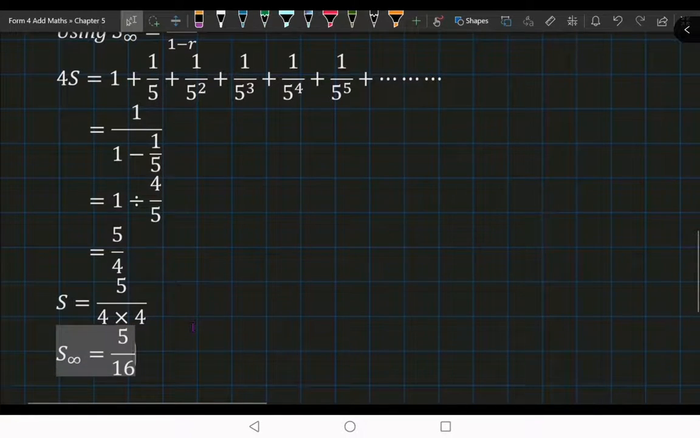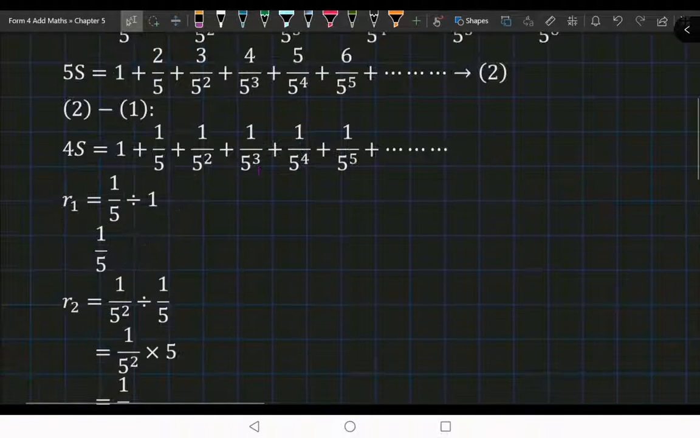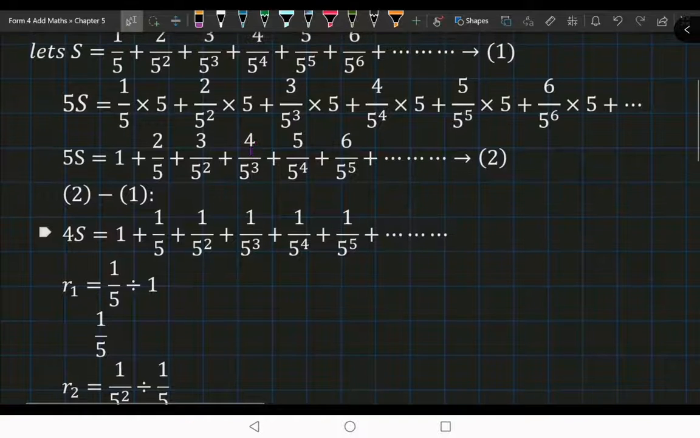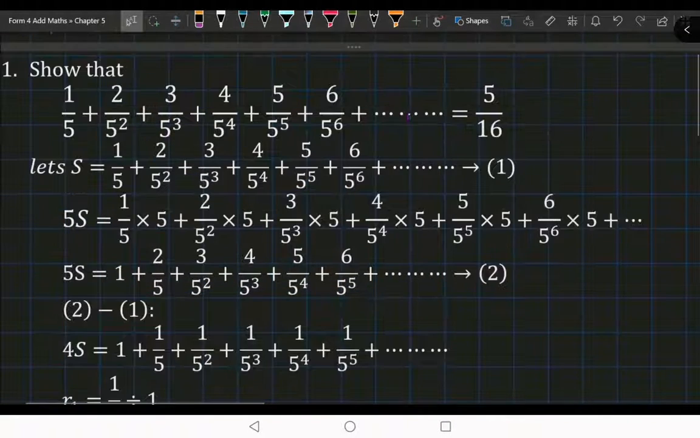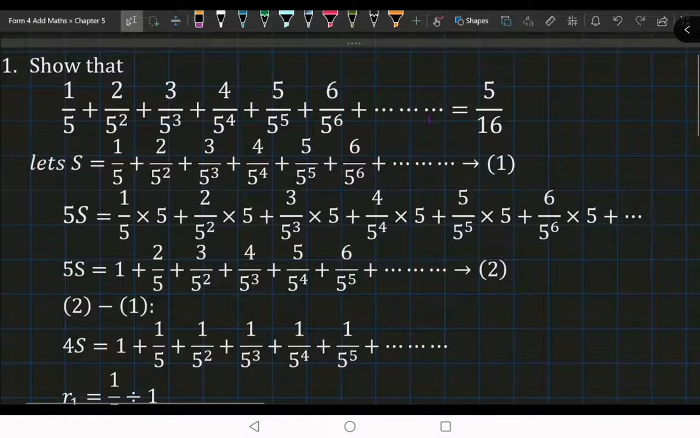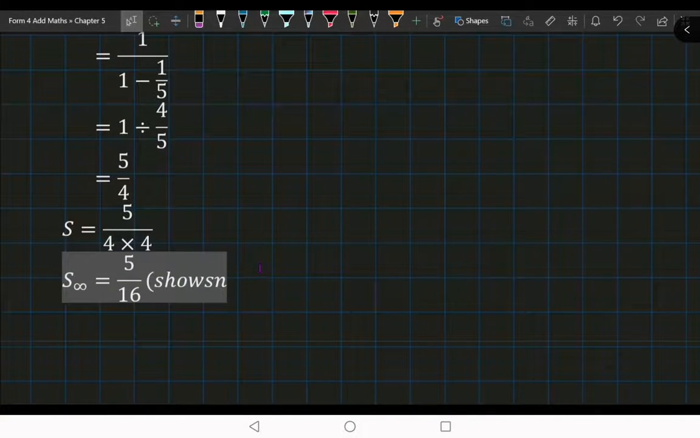So finally we get the answer as the sum to infinity, which is equal to what was to be shown. So we can say it is shown. The answer is this one.